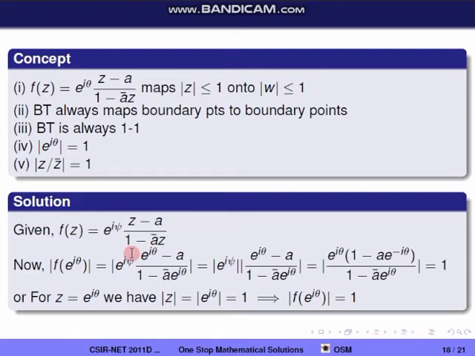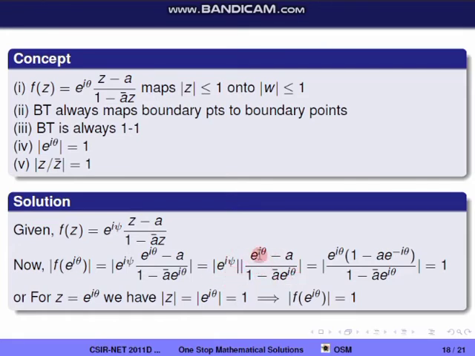So the first option is asking for modulus f of e power i theta. I'll replace z by e power i theta. So this is equal to modulus of e power i psi times (e power i theta minus a) divided by (1 minus a bar e power i theta). Now I am splitting the modulus sign. So this is equal to modulus e power i psi times modulus of (e power i theta minus a) by (1 minus a bar e power i theta). So this value is equal to 1.